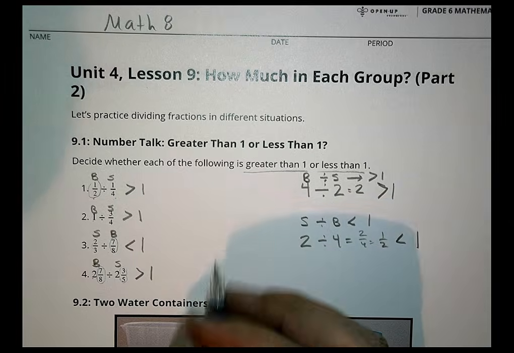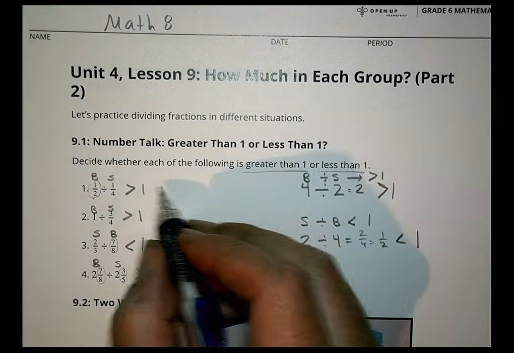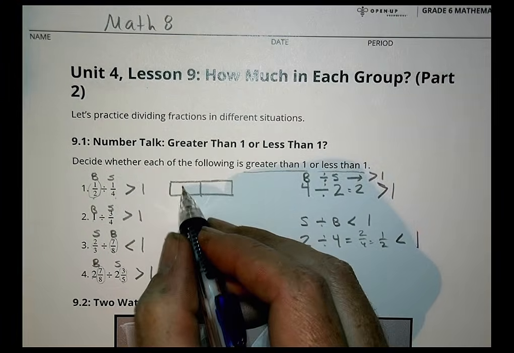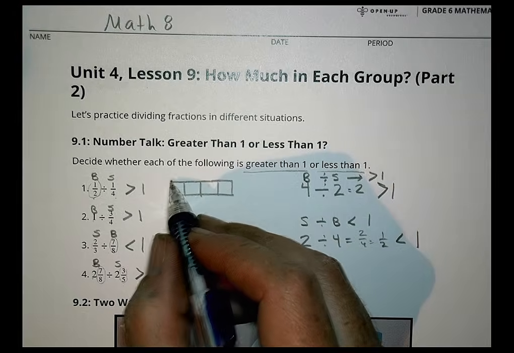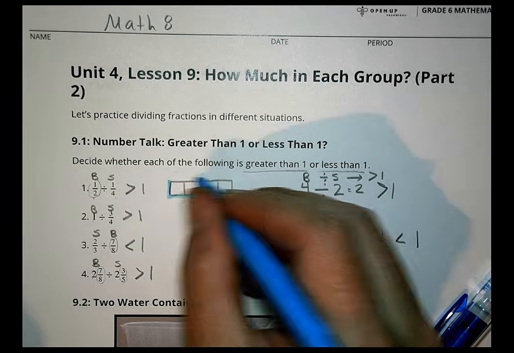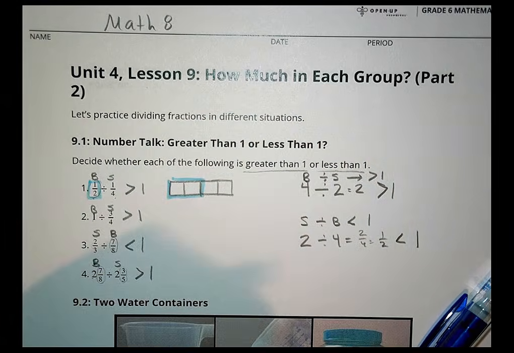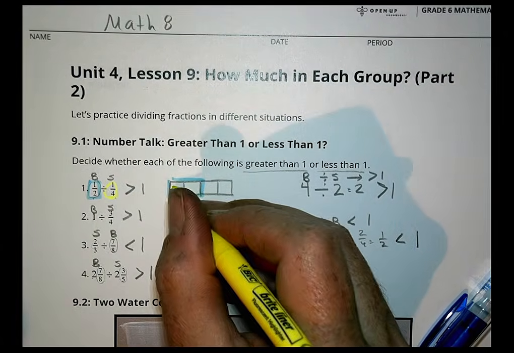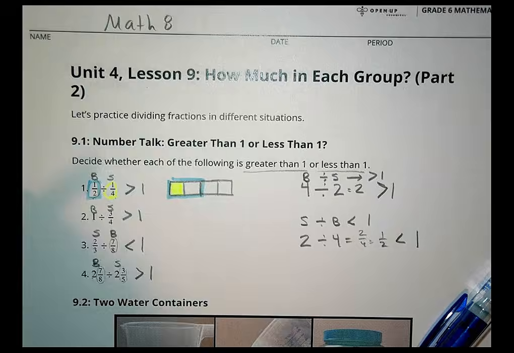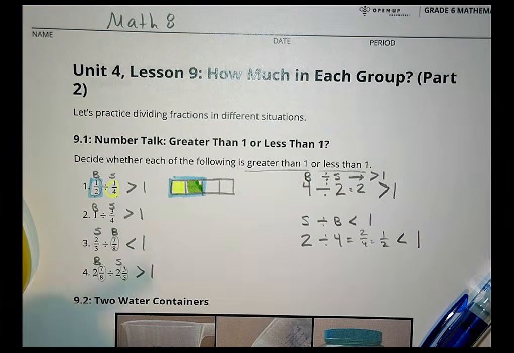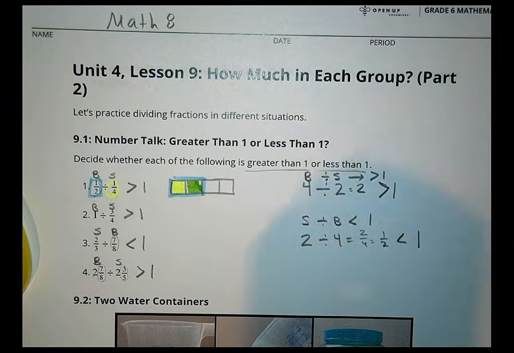Could we prove that with different things? We certainly could. If you think about this being a whole thing like this, and we're talking about a half, and a half is this one there, that's my half. And I ask you how many 1/4 are in there? We have 1/4, and we have 2/4. So we can see that there's 2 of them in there, and that's what you end up with. So that one ends up being a little bit different, correct?